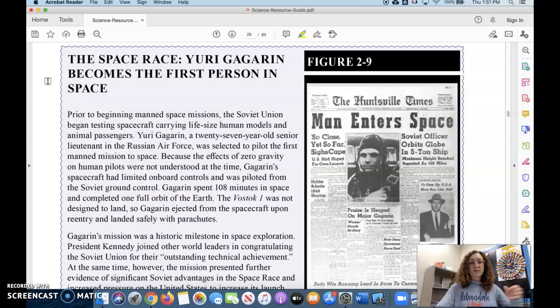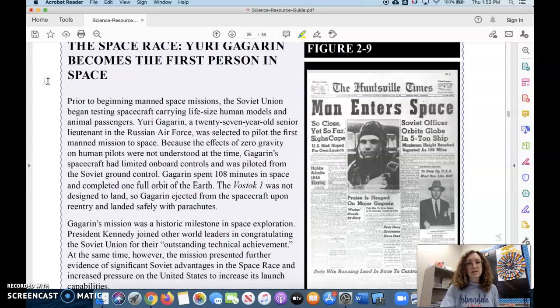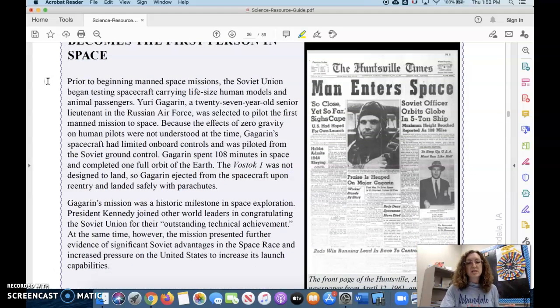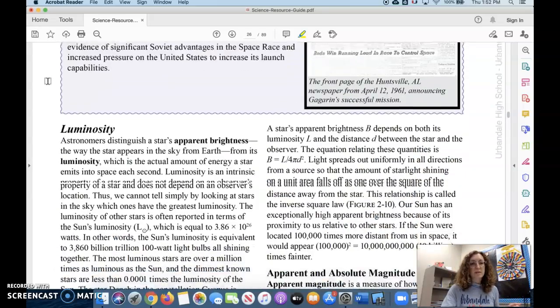Yuri Gagarin was the first human being to be in space. Again, the USSR is the one who accomplished this. So now the United States is getting really, really anxious. Sputnik going up first, Gagarin going up first. All of these things really make the United States nervous about its own capacity with regard to the space race.